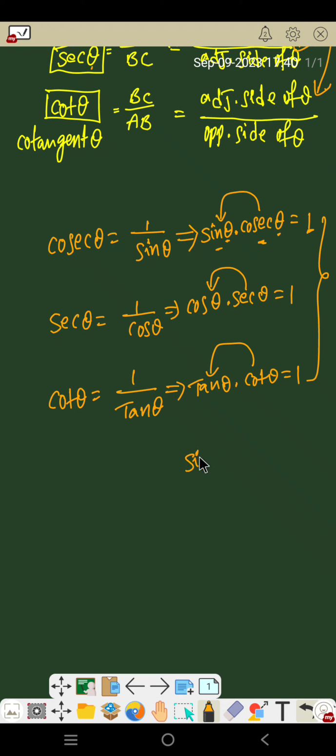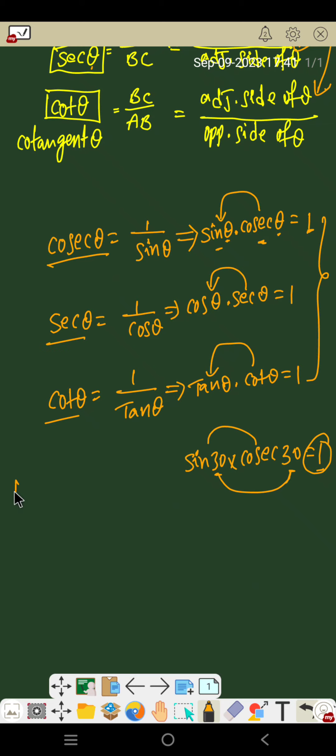See, sin 30 degrees into cosecant 30 degrees, this value is only 1. Because the angles are the same here and both are reciprocals, their multiplication value is 1. For example, if the angles are not the same, then that value is not equal to 1. Remember this point. And cosecant theta, secant theta, cot theta are called reciprocal ratios. These are called reciprocal ratios. And tan theta we can write as sin theta by cos theta.